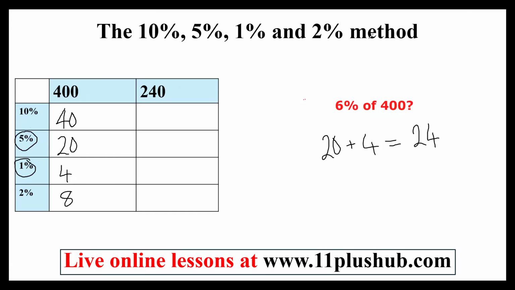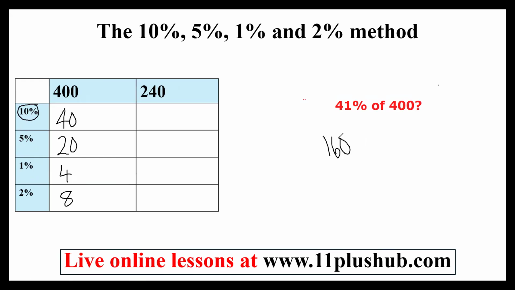Okay, let's do one more. Let's change the question now, let's make it a bit trickier. How about we want to find 41% of 400? What could I do in this case? Well, let's first start by finding 40%. To find 40%, I can do 10% times 4, which would be 40 times 4. What's 40 times 4? That's 160.